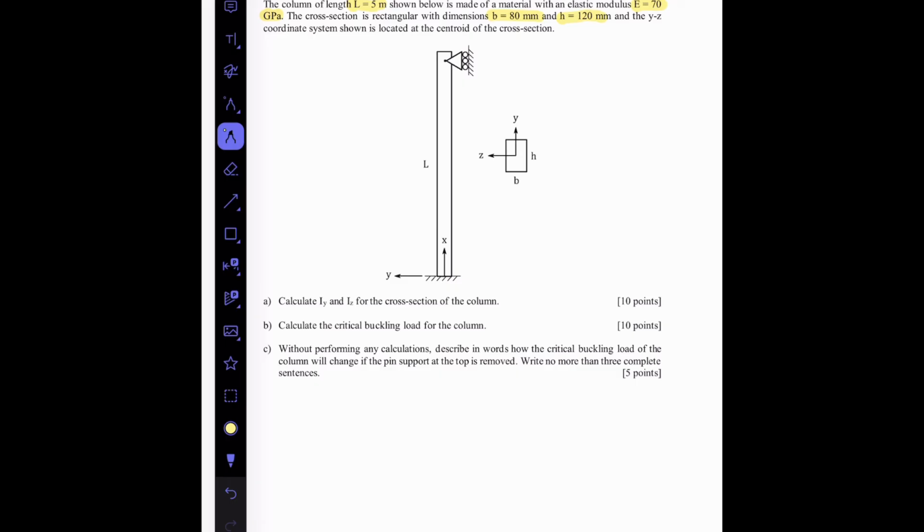So for part A, we have calculate IY and IZ for the cross-section of the column. Then for part B, we have calculate the critical buckling load for the column. And then for part C, we have without performing any calculations, describe in words how the critical buckling load of the column will change if the pin support at the top is removed. Write no more than 3 complete sentences.